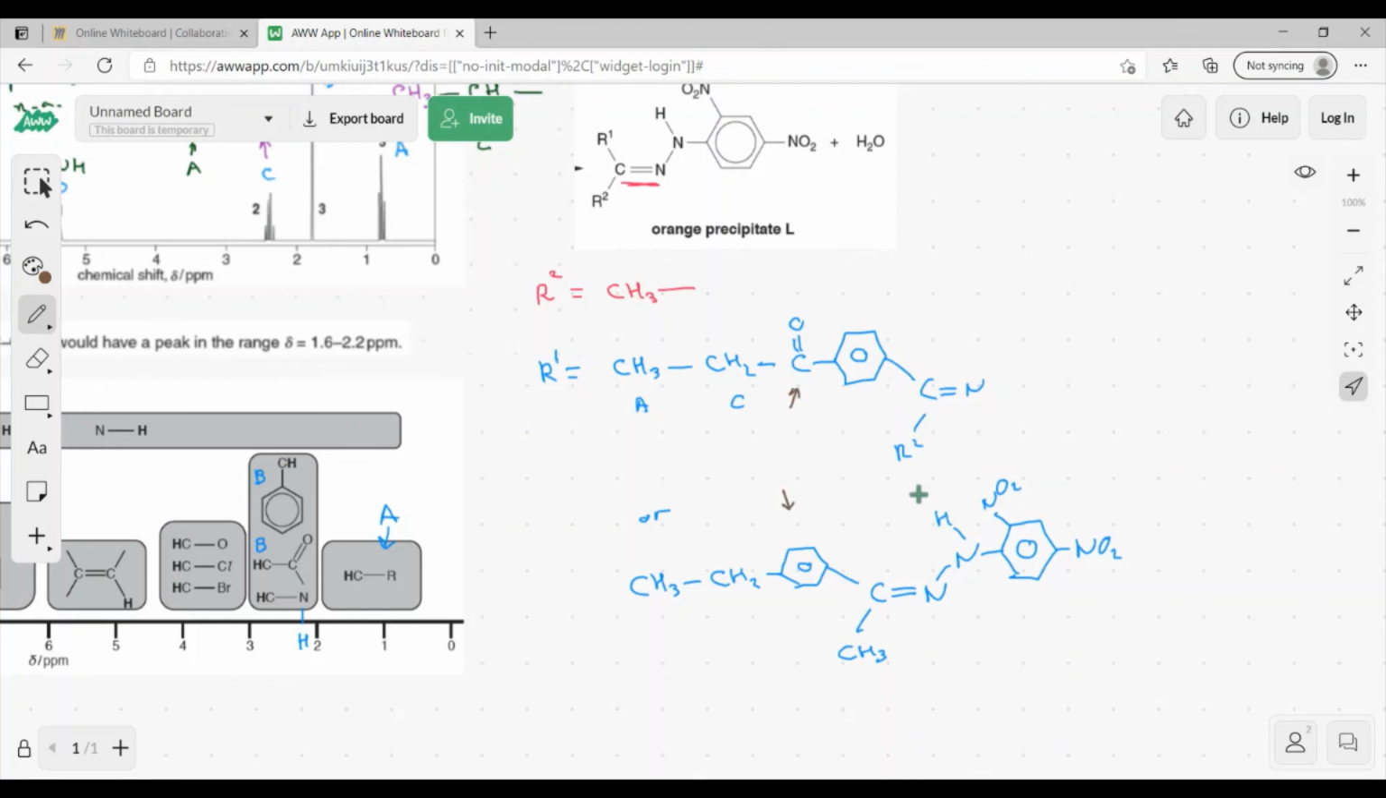Let's count how many peaks. 1, 2, that one 3, 4, 5. And this has as well 4, 5 due to symmetry, 6, 7, 8, and then 9, 10, 11, 12, 13, and that would be 14. So that's the right structure.